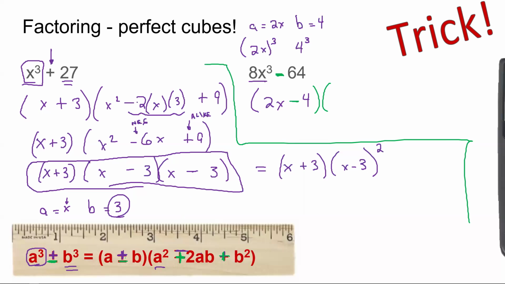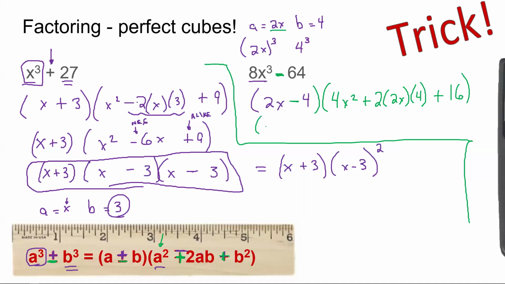And then I need, what do I need right here? I need A squared. A was 2x. So when I square that, I would get 4x squared. I need a positive sign. I need a 2 times A times B. That's going to be a 2 times a 2x is A. The B is 4 there. And then lastly, I need a B squared. So B is 4, and 4 squared would be 16.